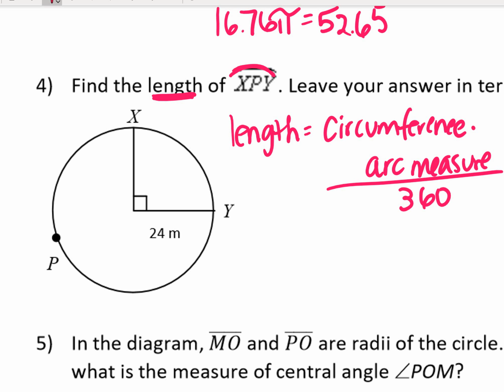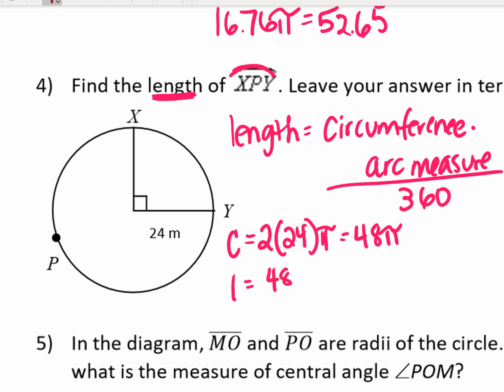So we need two things. We need the circumference. Circumference is, we have a radius, twice the radius times pi. So that's 48 pi. For now, I'm just going to leave it as 48 pi. So my length is 48 pi times the arc measure. So we're going from x around p to y.